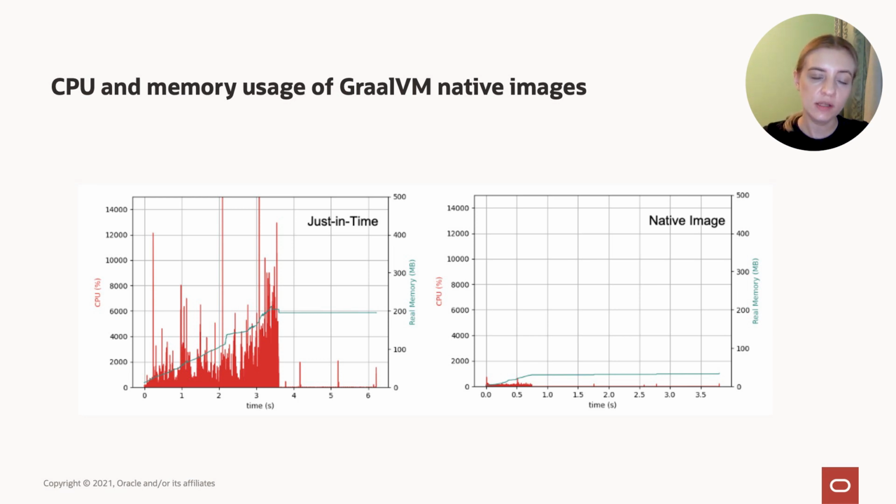So in JIT mode, up until something like 3.5 seconds, it is using quite a bit of CPU and quite a bit of memory, because there are some expensive operations happening when you first start your application in JIT mode. Now, in native image mode, since the application is already optimized and compiled ahead of time, you can see how much smaller resource usage is in this case. And this is one of the benefits that native image can offer, specifically in cloud deployments as well.